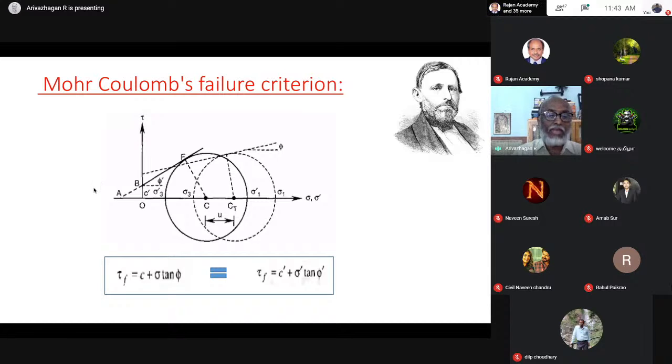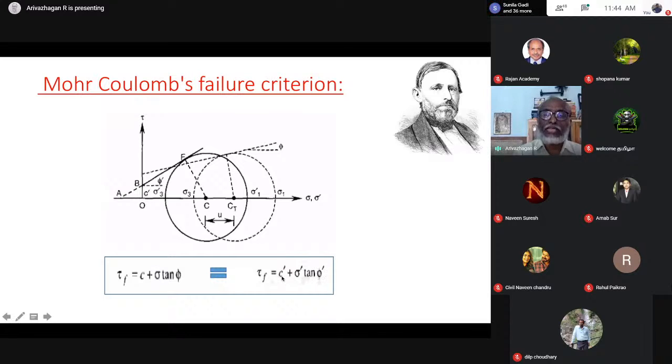The angle of internal friction in the soil, that is phi, is not the same as the friction angle between the solid particles. Coulomb in 1776 suggested the equation tau f is equal to c plus sigma tan phi. This equation was written in terms of total stress. It was only partially successful in predicting the shear strength of real soil. So this failure criterion was redefined as tau f is equal to c dash plus sigma dash tan phi dash.